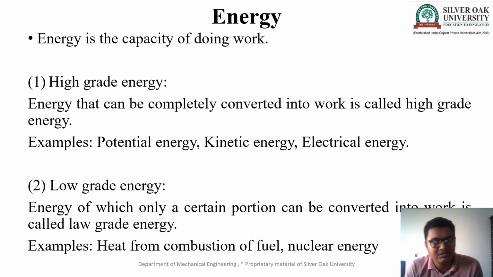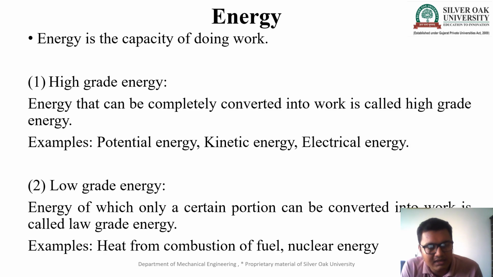Now we move further to the term energy. Energy is the capacity of doing work. It is a very simple definition. There are two types of energy: first is high grade energy, second is low grade energy. What are high grade and low grade energy? It is a simple term we can identify. Whatever energy we supply to the system, if that whole part of energy is converted into work done, that is called high grade energy, and if only a certain portion is converted into work, then that energy is called low grade energy.